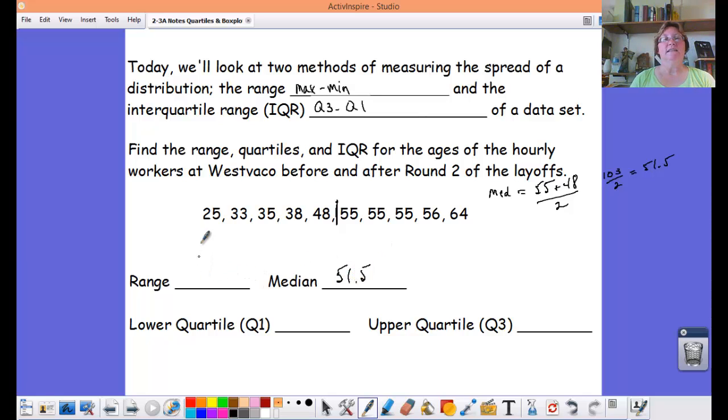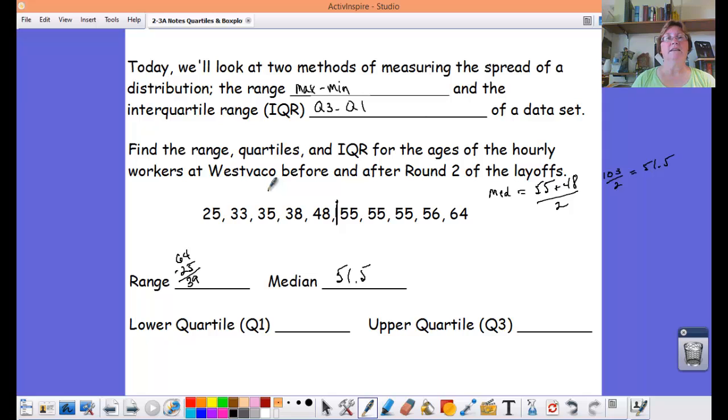The range of this data set is found by taking 64, the maximum value, minus 25, and that's going to give us 39. Telling someone, though, that you have a range of 39 is nowhere near as descriptive as saying that the ages ranged from 25 to 64. It's much more descriptive to give the end points, and then if you want, you could say that is a range of 39 years.